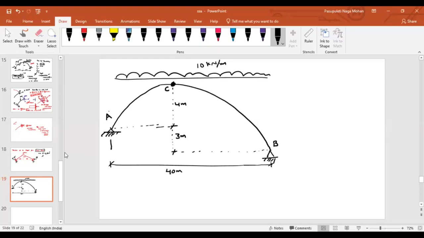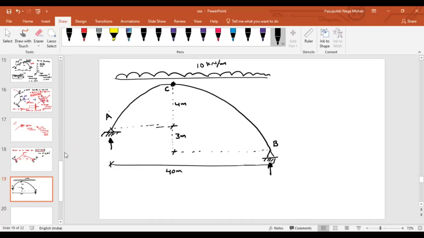What about the vertical reactions? Sorry, I could not hear. Can you please type it? Is there any difficulty in finding the vertical reactions? Is it 200, sir? Is it right? But it is not symmetrical, sir. The arch is not symmetrical. Yeah, that's what I'm asking you.